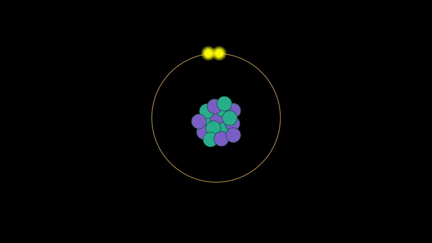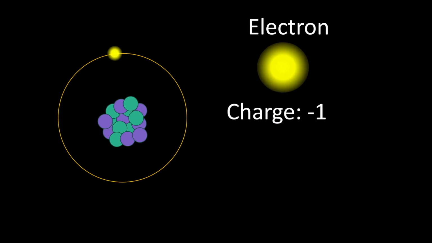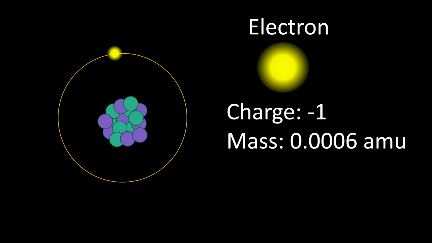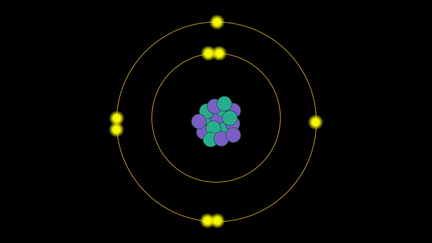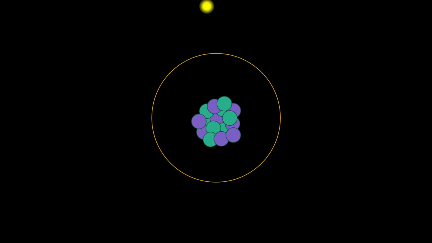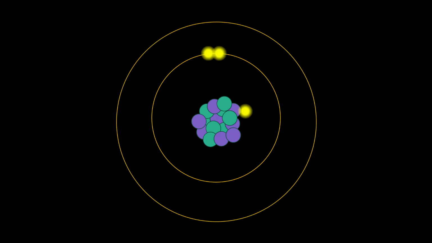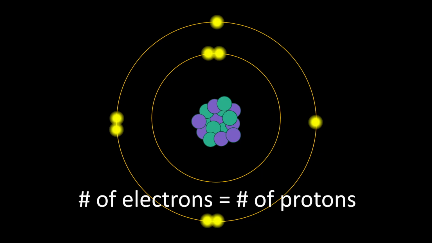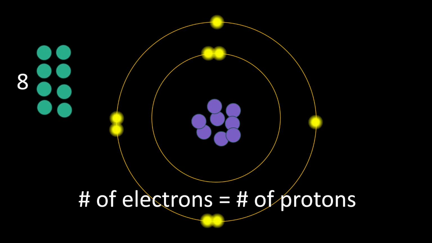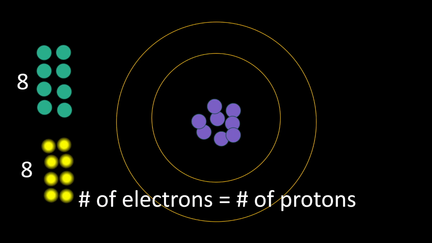Surrounding the nucleus are electrons. Electrons have a negative charge, and their mass is so small that we usually ignore it in biology. Electrons occupy regions called shells around the nucleus. The simple rule that matters here is that electrons fill shells from the inside outward and are removed from the outermost shell first. Unless we're told otherwise, we assume atoms are neutral. This means the number of electrons equals the number of protons. So oxygen, which has 8 protons, also has 8 electrons.